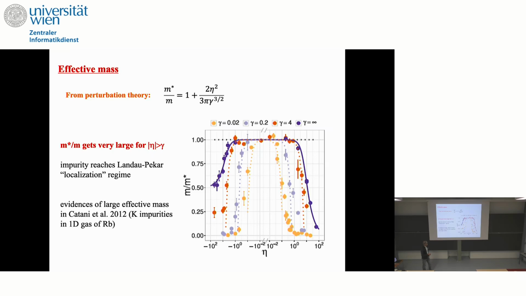And so here we see that according to the value of gamma, the effective mass can become very large, and so you are moving towards this localization regime of the impurity, where the impurity is so heavy that it hardly moves. Okay? And there are evidences in experiments of large effective mass in an experiment where you have potassium atoms in a 1D gas of rubidium.